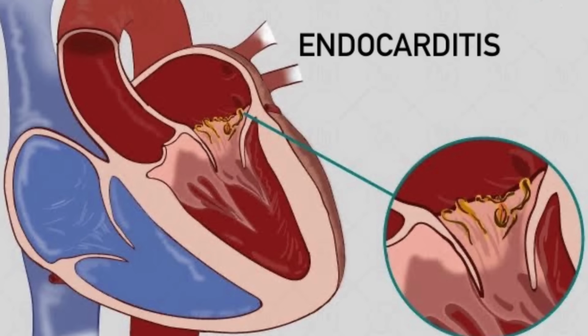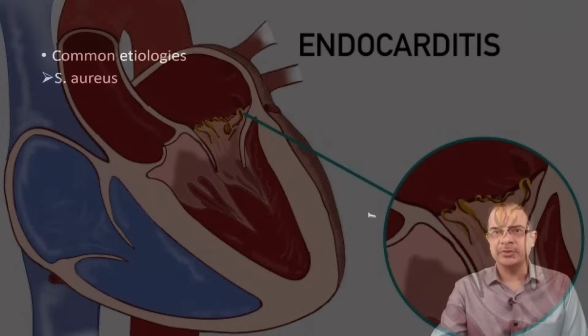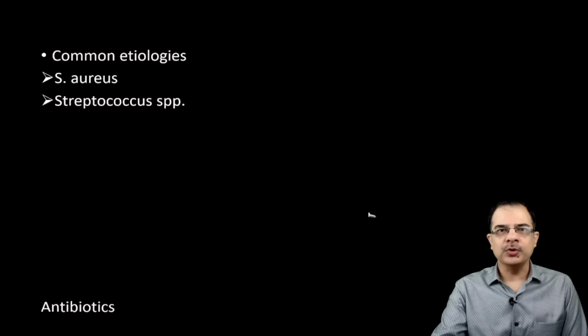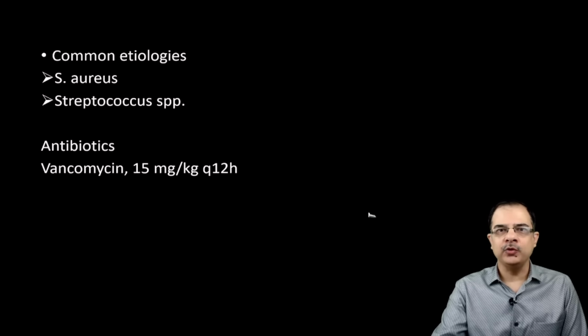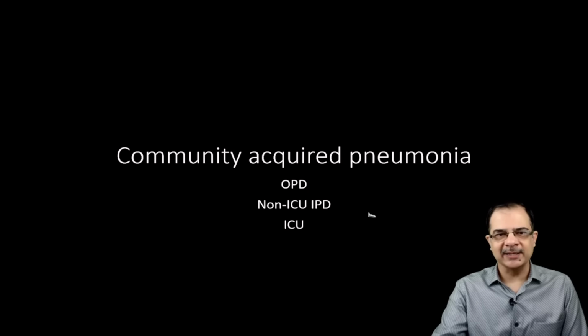For acute endocarditis, the common etiologies are Staph aureus, Streptococcus group. Antibiotic to be given as empirical antibiotic. The definitive antibiotic will depend on the culture sensitivity, but before the culture came, we will go for empirical antibiotics like vancomycin in a dose of 15 milligram per kg twice a day. Along with we can give cephalosporin, cefepime, we can give 2 grams TDS.